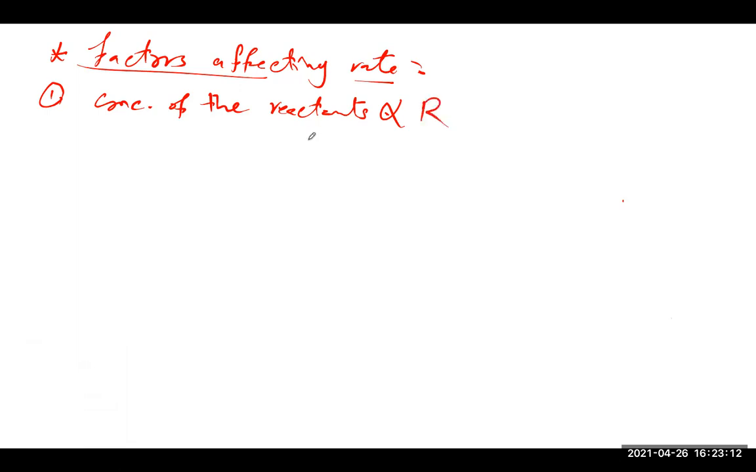Okay, so if we take 2 solutions, one with 1 molar and the other with 2 molar, the one with high concentration will be the fastest. It will have a high rate.